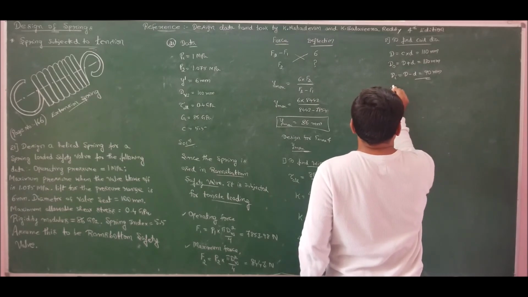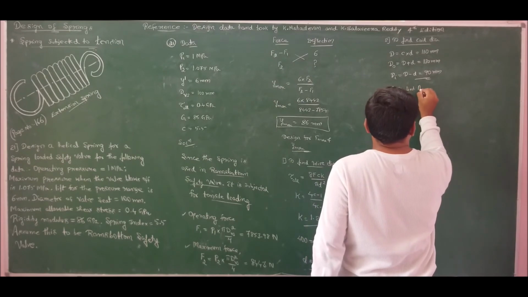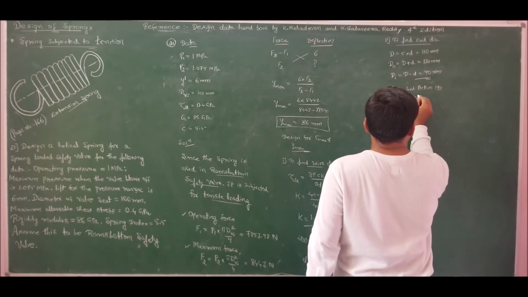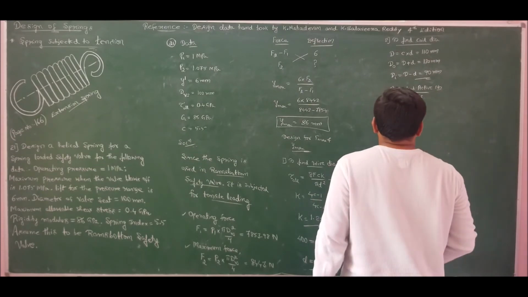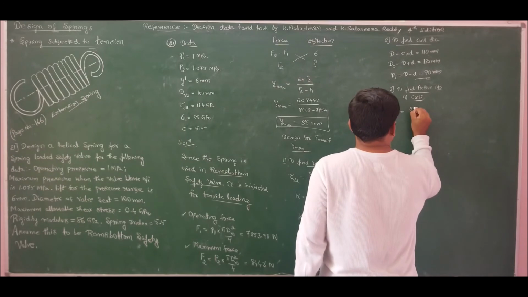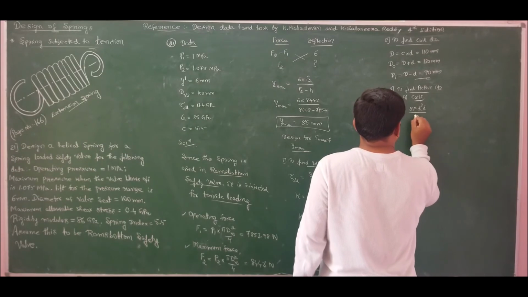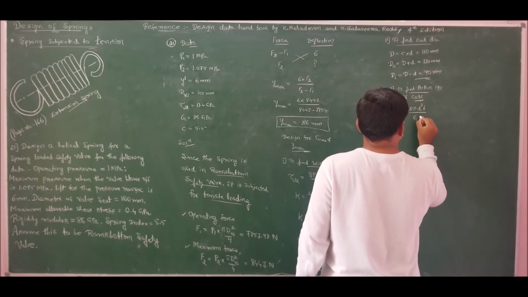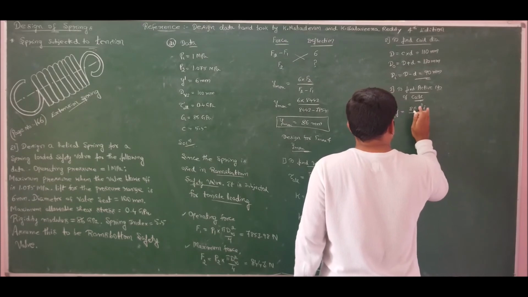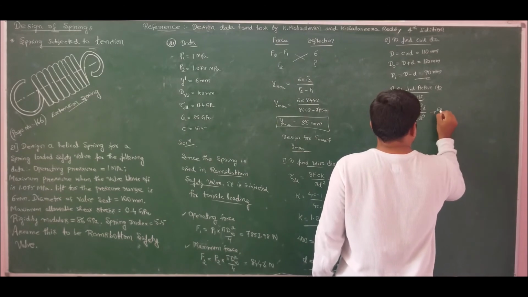Now moving to step 3, to find the active number of coils. In order to find the active number of coils, I should use the deflection equation. We already know the deflection equation is given by 8 F D cube i divided by G d power 4. So this is equation 11.5a.